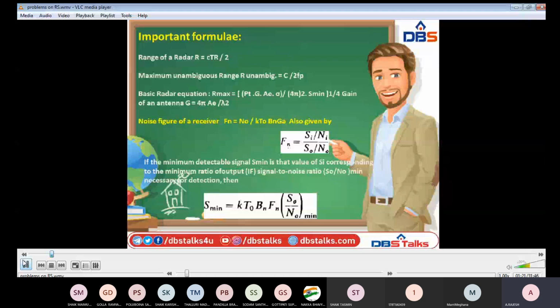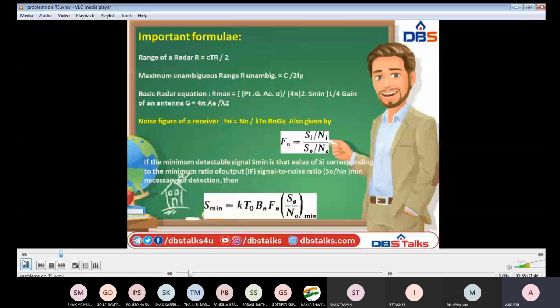Next one is the noise figure of a receiver. Noise figure of a receiver can be written as Fn equals N0 by K T naught into Bn into Ga. It can also be written as Fn equals Si by Ni divided by S0 by N0. We have already discussed these things in the prediction of range performance.